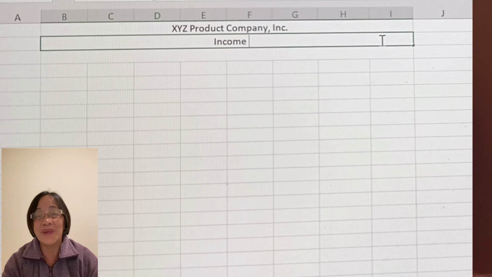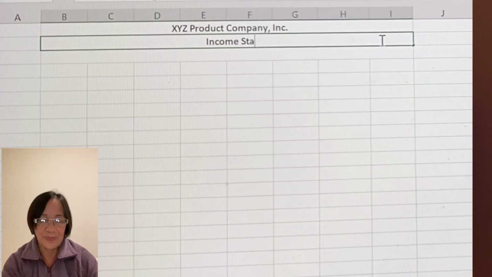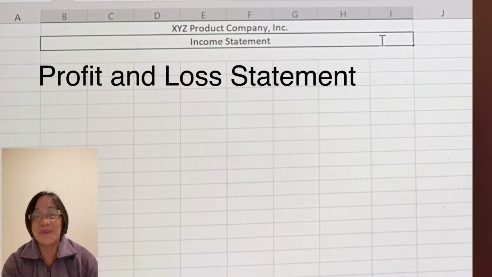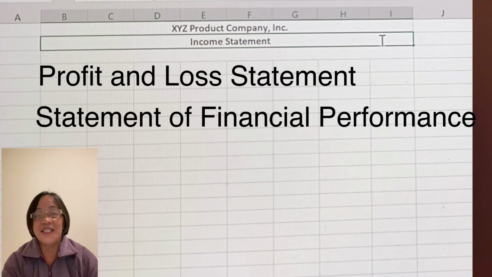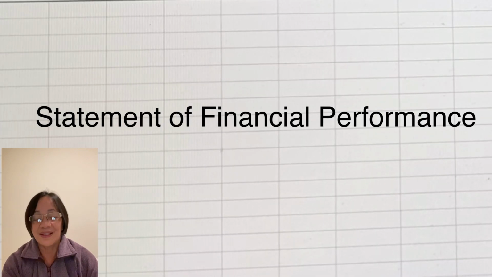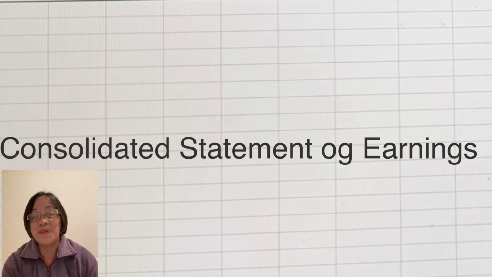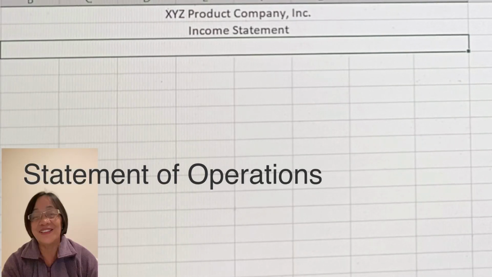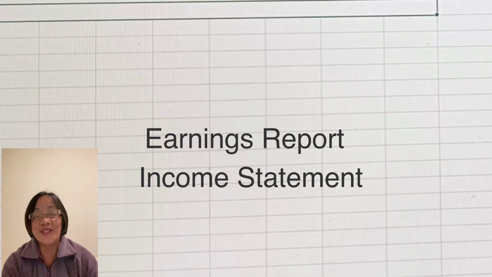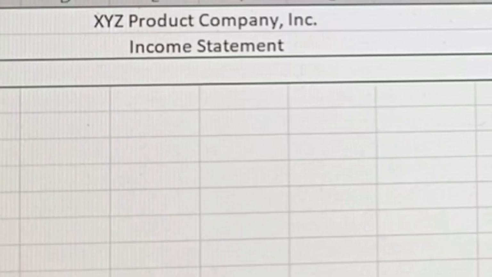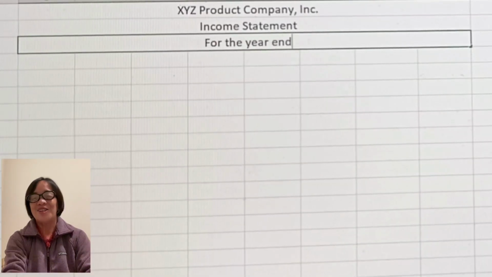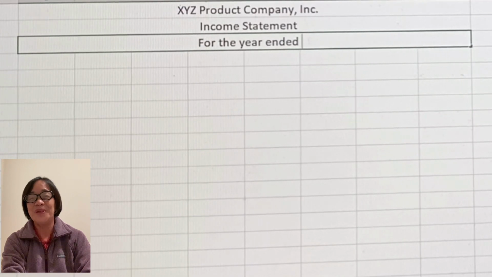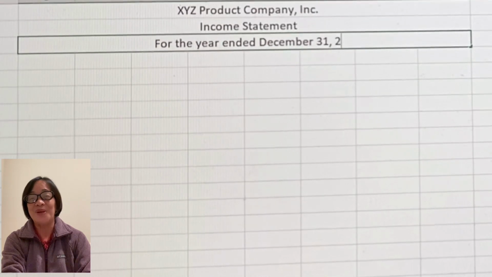Guys, income statement are also called with the following name: profit and loss statement, statement of financial performance, consolidated statement of earnings, statement of operation, earnings report, or simply call it income statement. So now in this example, we are doing an annual report. So let's type for the year ended December 31, 2020.